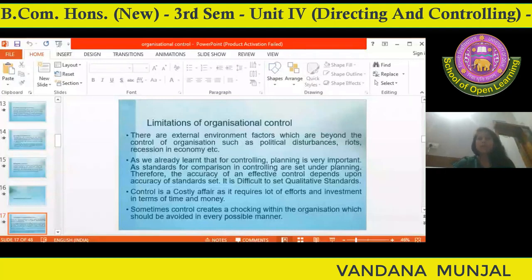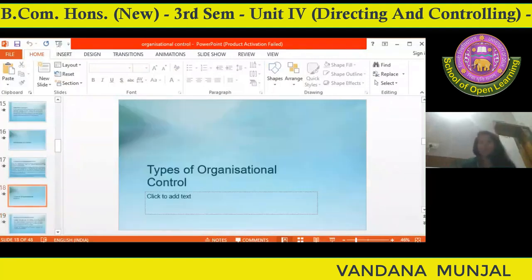Along with that, बहुत सारी organization have installed proper systems of supervisions and technological system also. तो therefore उनको install करने में भी बहुत investment, time, money, all of that goes. Okay. Now, next is types of organizational control.